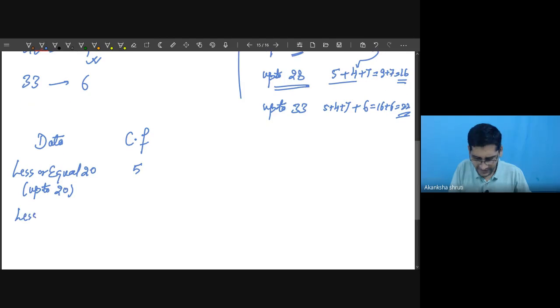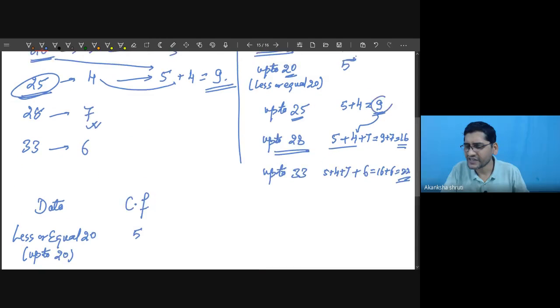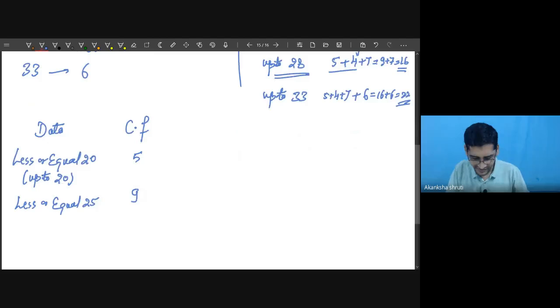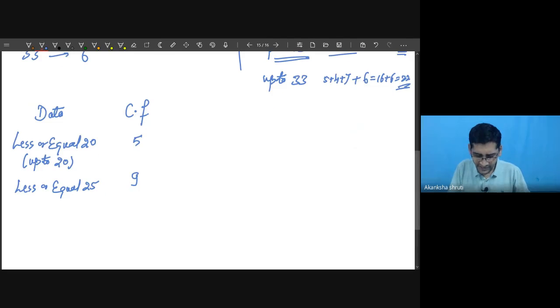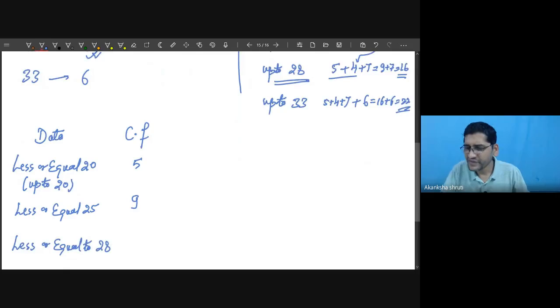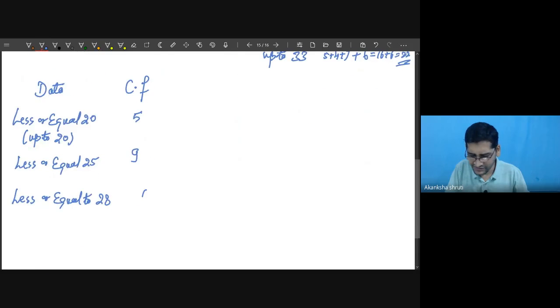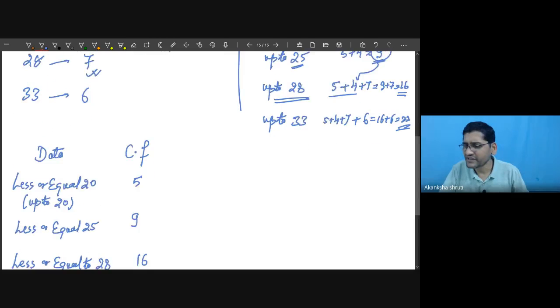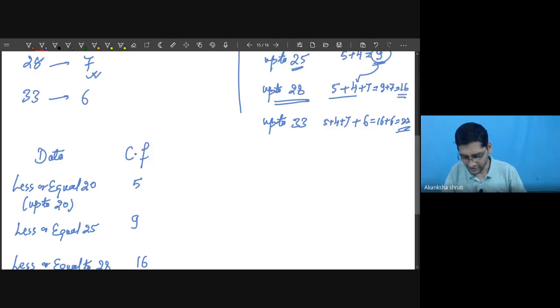Then again, less or equal 25. The data here is our 9. Then again, less or equal, or you may write up to, 28 is our 16. This we have calculated. Again, the last entry is less or equal to, or only equal may be written, 33. The added frequency is our 22.